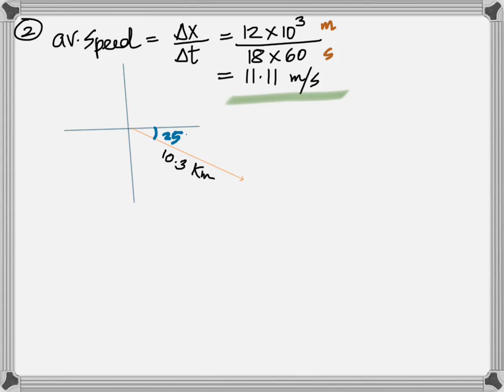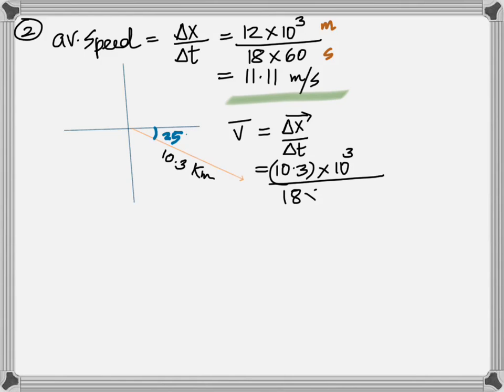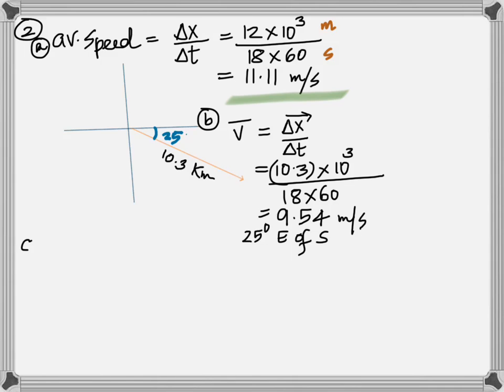The second part of the question says that the straight line distance from her home to the university is only 10.3 kilometers in a direction 25 degrees south of east. What's the average velocity? Now the displacement is 10.3, again into meters. That's why you have 10 to the 3. Time in seconds. So you get 9.54 meters per second, 25 degrees south of east.